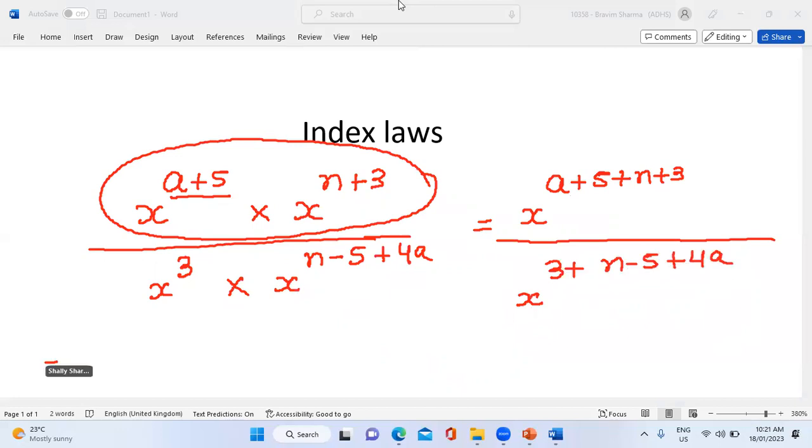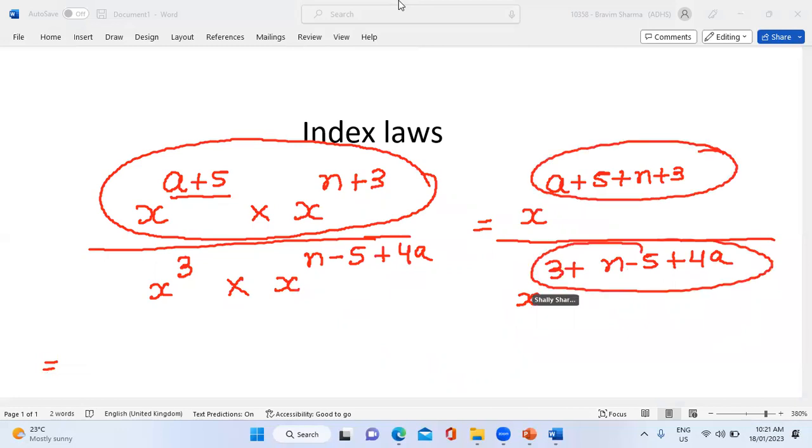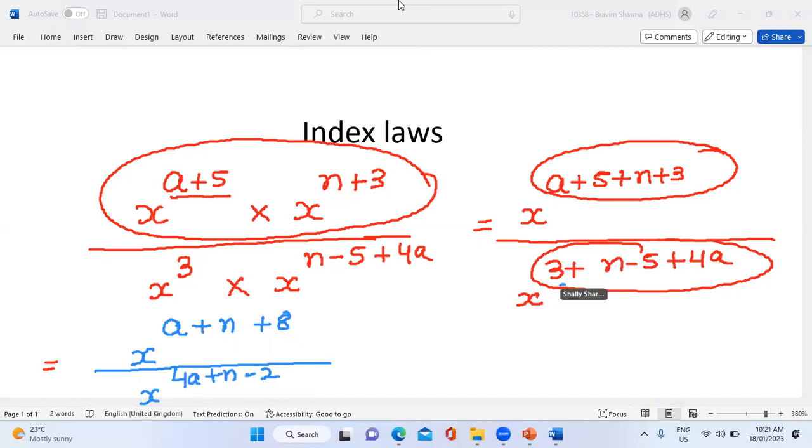I can further simplify these expressions in the exponents. So this will be x to the power of a and n, they are not like terms, so I will just write them as it is. 5 plus 3 is equal to 8, divided by x to the power of 4a plus n and minus 2, because 3 minus 5 is minus 2. And 4a and n you can write in any order, like n plus 4a or 4a plus n, it does not matter. You can even write this minus 2 in the beginning.